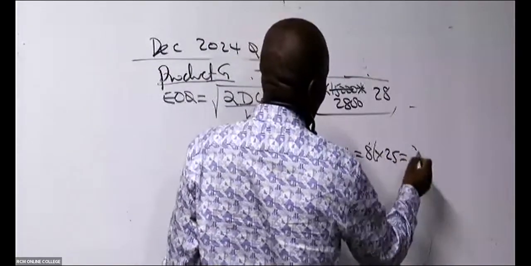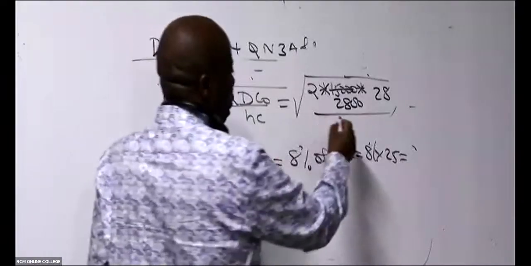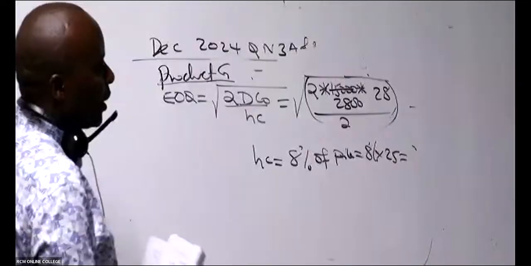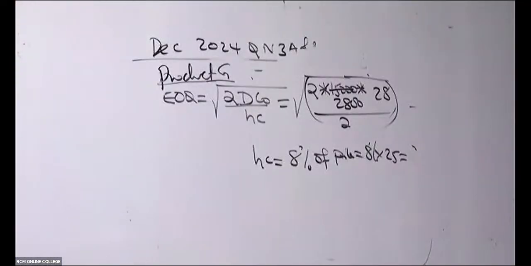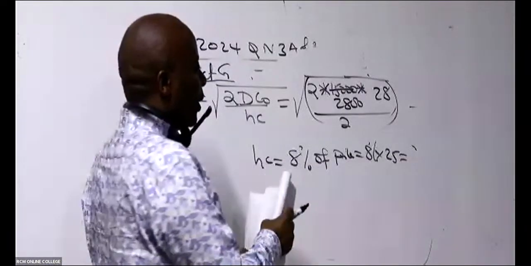Can somebody give me this figure first of all? 8%, it's 2. Somebody is giving a figure of 2. So please, you say 2 times 2,800 times 28, divided by 2. Whatever answer you will get, go there right away and get the square root. Yes, they're giving me 280.